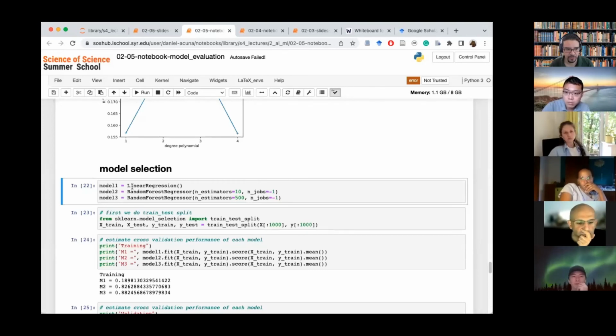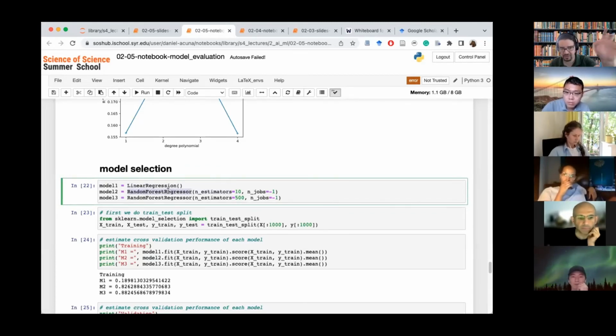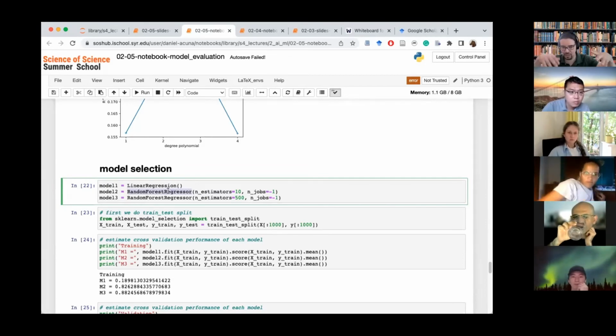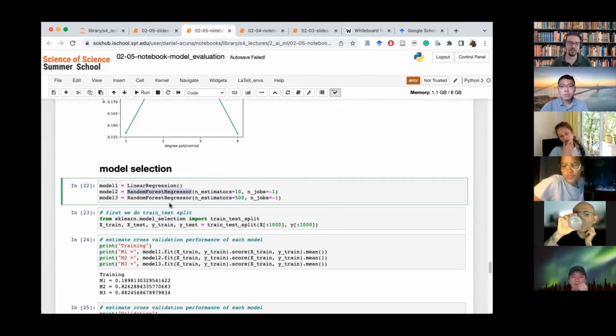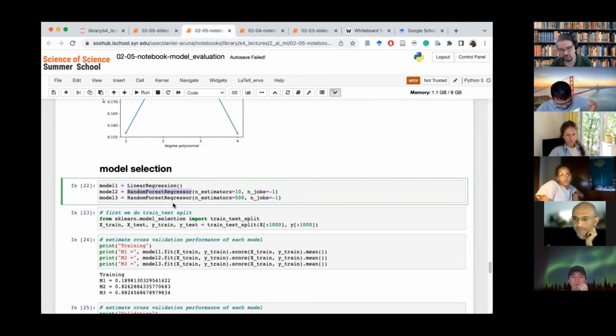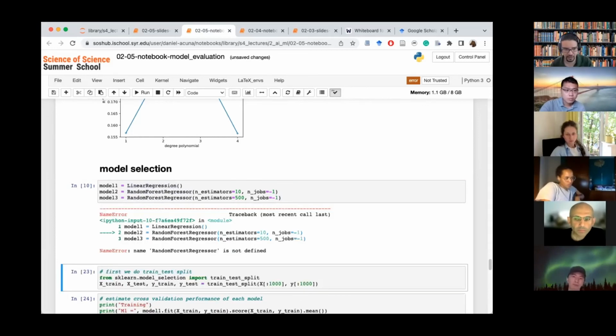I'm going to try 3 models. Linear regression, random forest. I would try 10 trees. And if you don't know what this is, don't worry too much. It's just a very complicated model that uses decision trees. It's shown very good performance, but it's hard to interpret. And the third model that I will try has 500 trees. So this should be simpler than this one, and this should be the simplest. So I'm going from simplest to more complex. So I define the models.